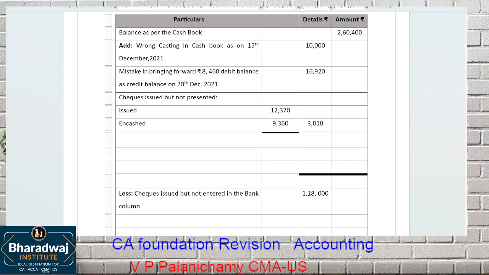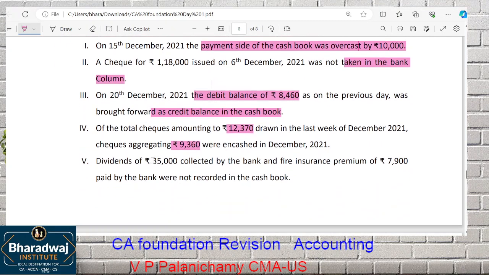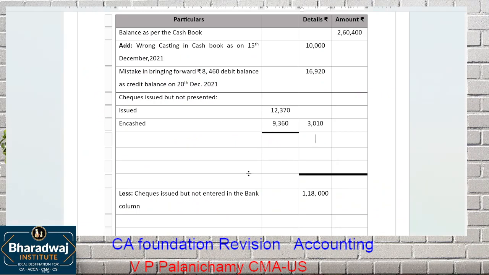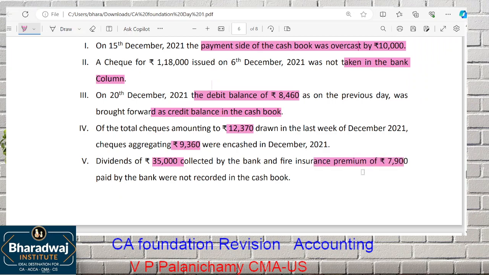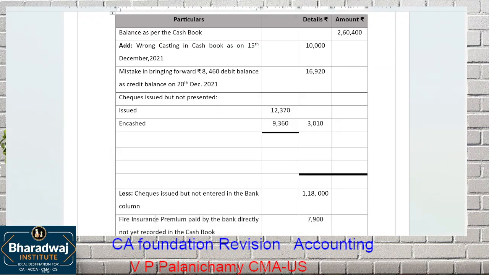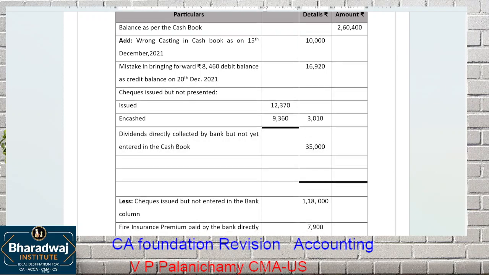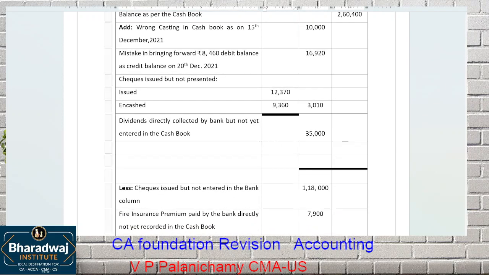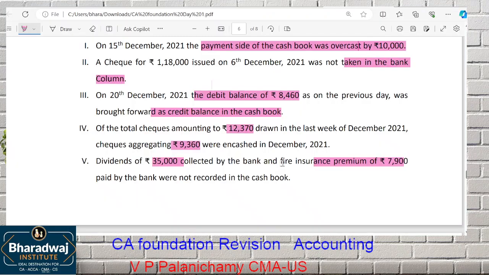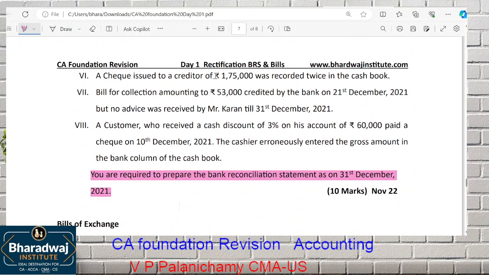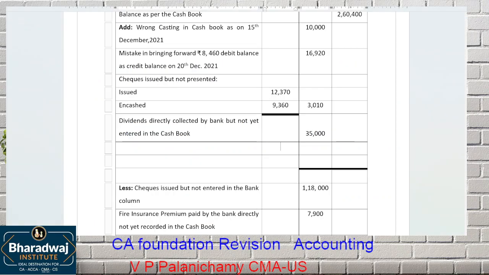Then what is the next one? Dividends collected by the bank. What to do? Add it. They collected it, so add it. Fire insurance premium paid by the bank, so reduce it. Dividend collected by the bank not recorded in cash book, add it. Then checks issued to creditors, 1,75,000, recorded twice in the cash book. Bank would have paid once and deducted once, but we deducted twice. So what to do? Add back because we deducted twice.